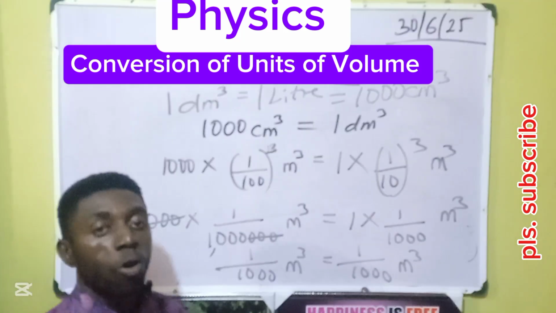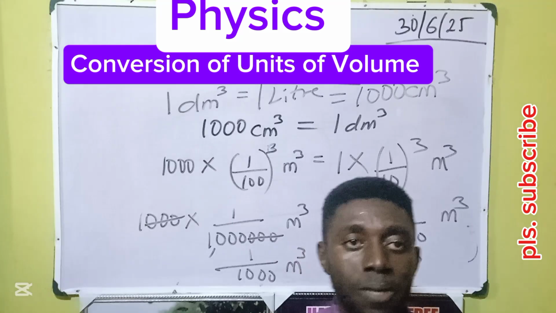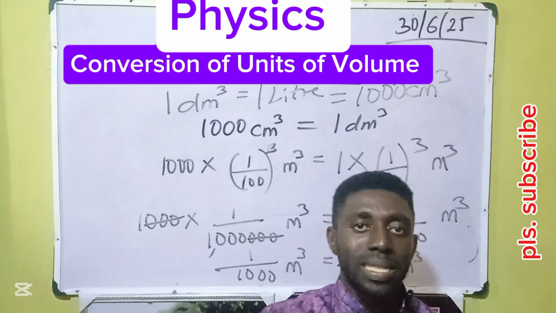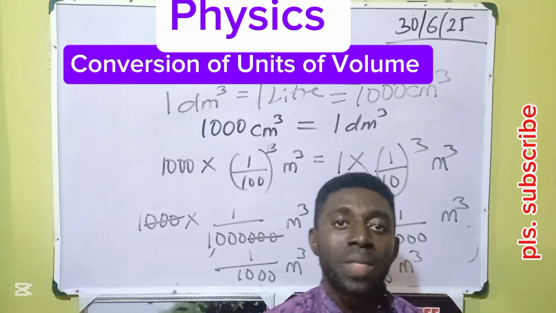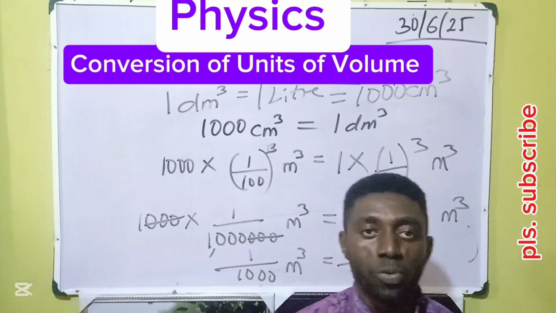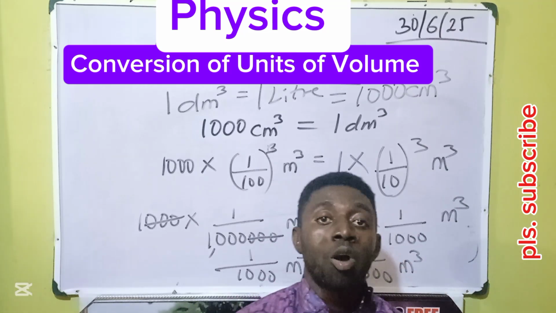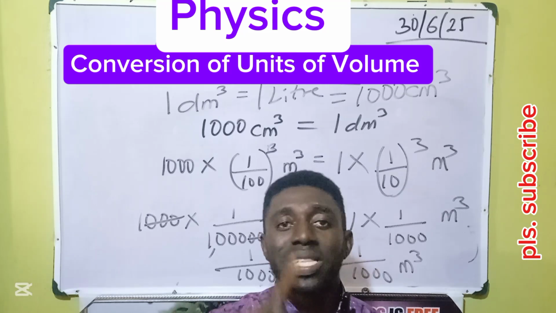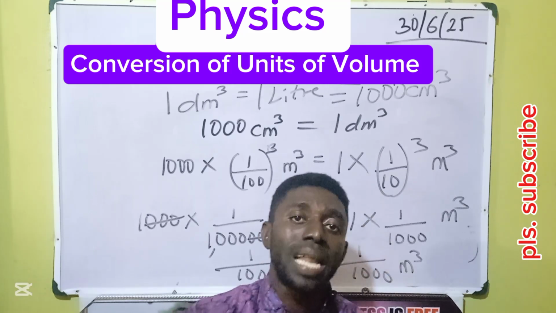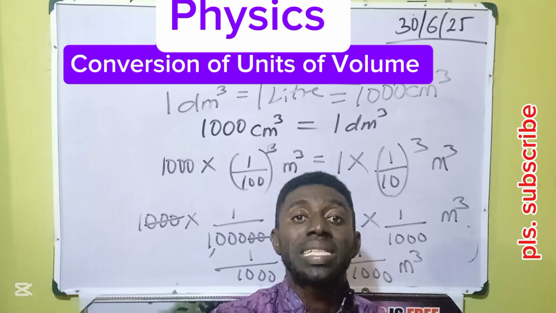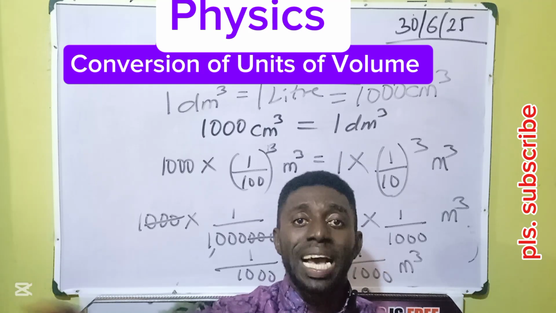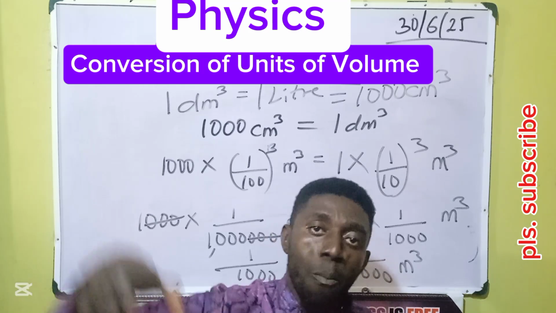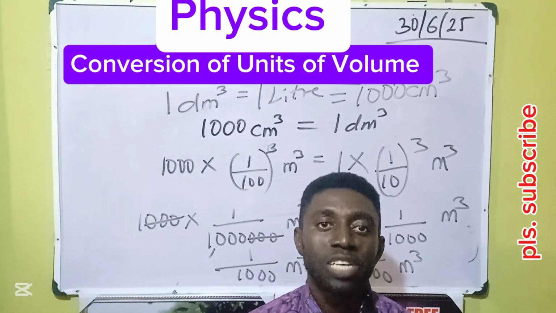Mathematically, they are equal. So you can now believe with me that 1 decimeter cube is the same as 1 liter, and 1 liter is the same as 1,000 cm cube. Recall, in conversion of units of volume, the most preferred unit is meter cube. For any other unit like decimeter cube, millimeter cube, centimeter cube, do not forget that the centi, deci, and milli will take their own portion of the cube in the conversion.